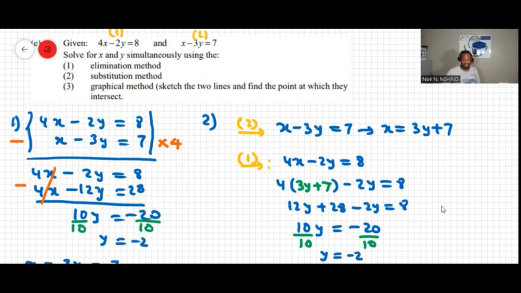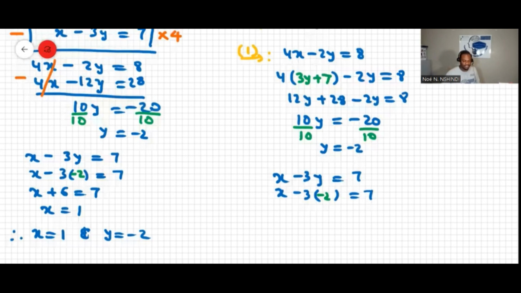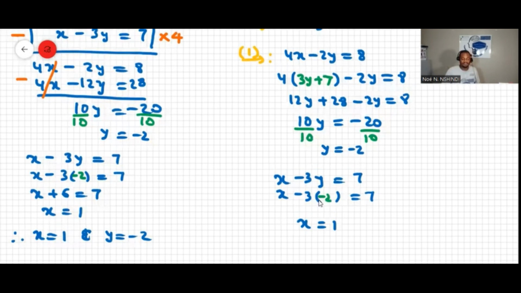So now that we got the value of y, we can substitute y in equation 2, which was given by x minus 3y equals 7. So it makes x minus 3y equals 7, and y was negative 2. And as we did over here, you can see that x is just 1, because that makes positive 6, and if we move 6 over, 7 minus 6 is just 1. Now, that was method 2.